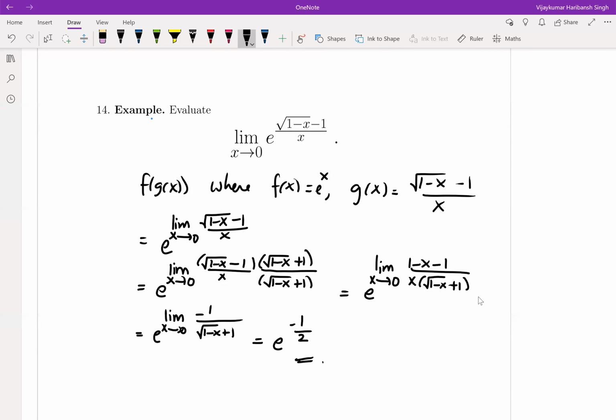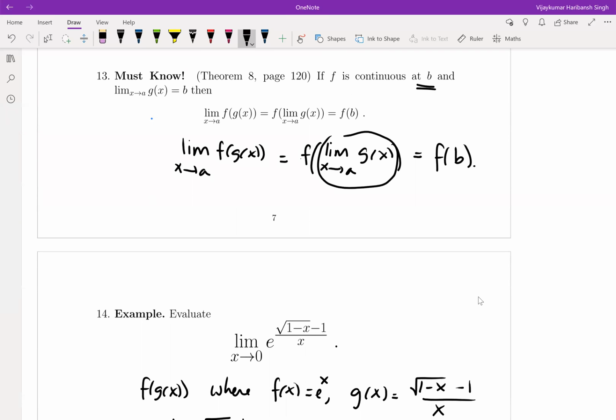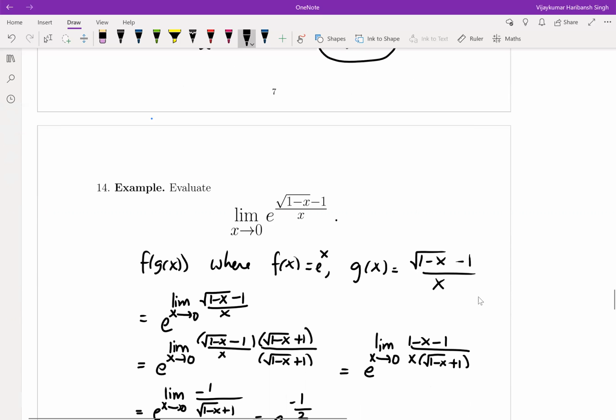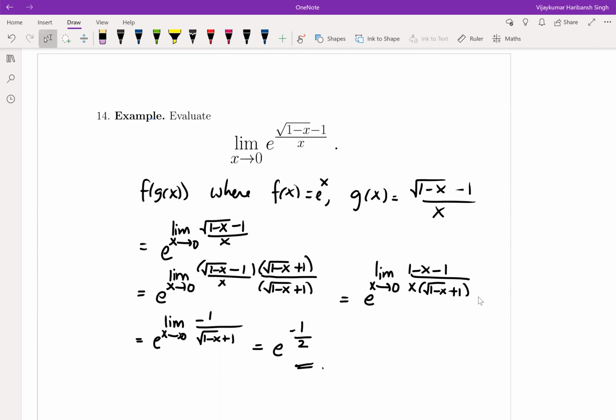Note that for this to happen, there are two things. We can bring the limit inside only if f is continuous at b and the limit as x goes to a of g of x is b. So we can bring this inside only when e to the power x is continuous at this limit. This limit should have existed in the first place to do this. So we are basically saying if this limit exists, it should have been this. Then we worked it out and saw that the limit exists, and therefore it was okay to do that. Otherwise, it wouldn't have been okay to do that.